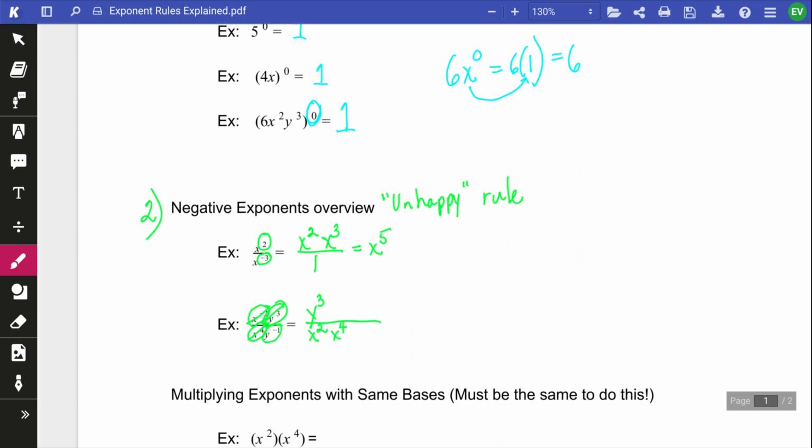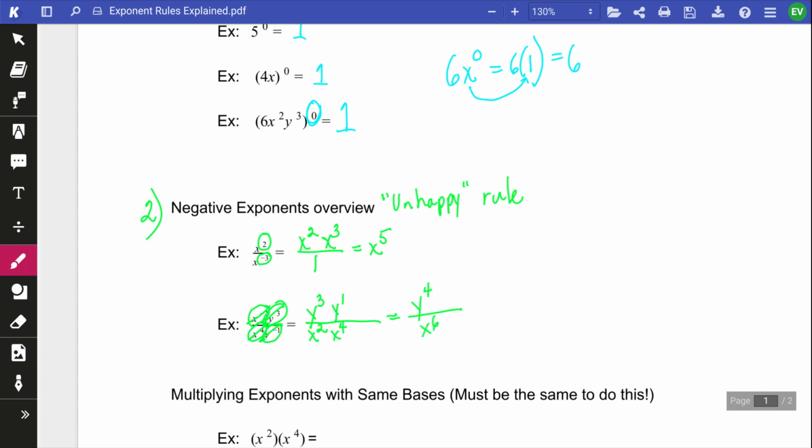Then we have y to the negative 1. Not happy in the denominator, so we're going to move it to the numerator and make it a positive power. Put it where it's not, make it a positive power. And then we're going to simplify this. Again, we're going to talk about simplifying these in the next set. So y to the 4th over x to the 6th.